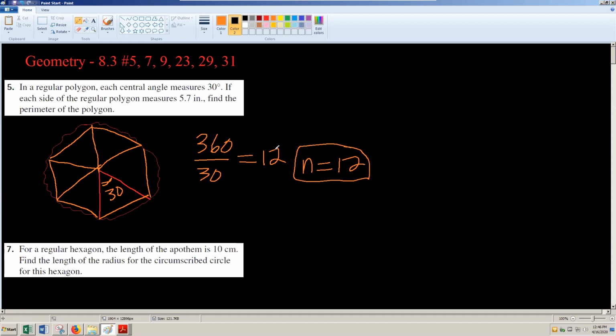If I could do a better job drawing, which I don't think I can, I would go from midpoint to midpoint on each of these, and there would actually be 12 sides. I don't think I can do that accurately, so I'm not even going to attempt it.